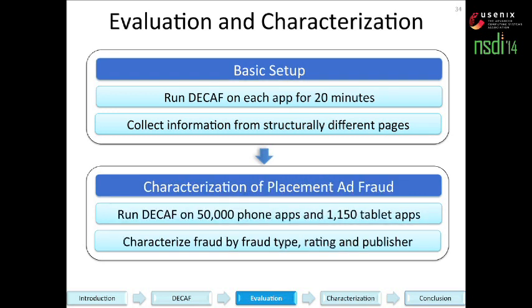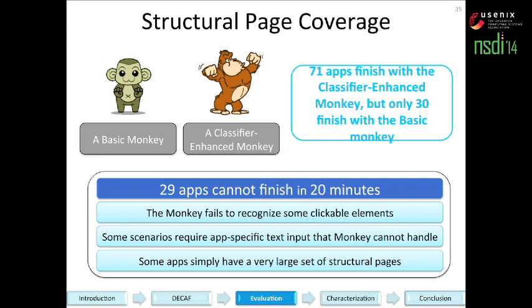The second evaluation is to characterize the placement ad fraud in the app marketplace. For this, we run DECAF on 50,000 phone apps and 1150 tablet apps and study how prevalent different kinds of fraud are and how fraud types depend on the rating of an app or the identity of the app publisher. To evaluate the effectiveness of classifier-based structural page equivalence prediction, we use a basic monkey that doesn't do any prediction and realizes a structural page is equivalent only after visiting it and backtracking. We also use a classifier-enhanced monkey, with the prediction enabled.